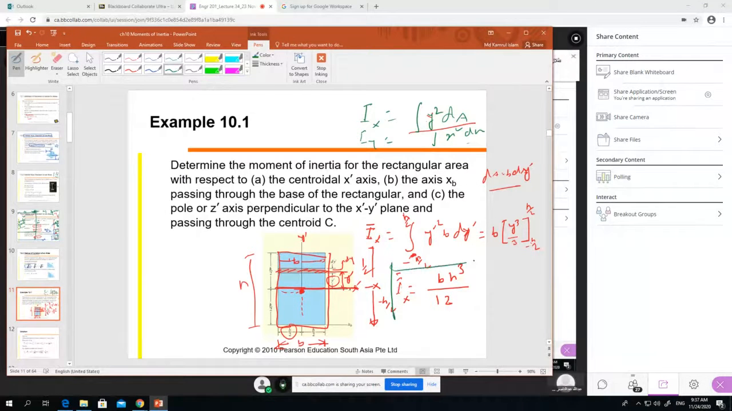So that means if a rectangle is given to you, like this rectangle, and the rectangle width is b.